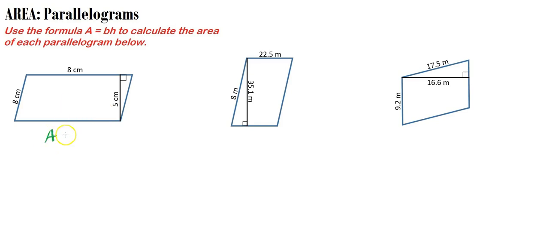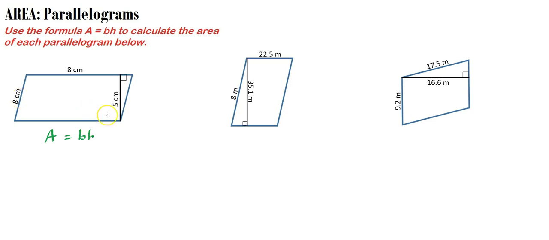Okay, so we go A equals BH, so it's B times H, base times height. Now, if we look at this particular question, we can see that there are actually 3 dimensions given. We've got this 8 centimeters on this top line here, on this top side. We've got a dimension shown here at 5 centimeters, and we've also got 8 centimeters.